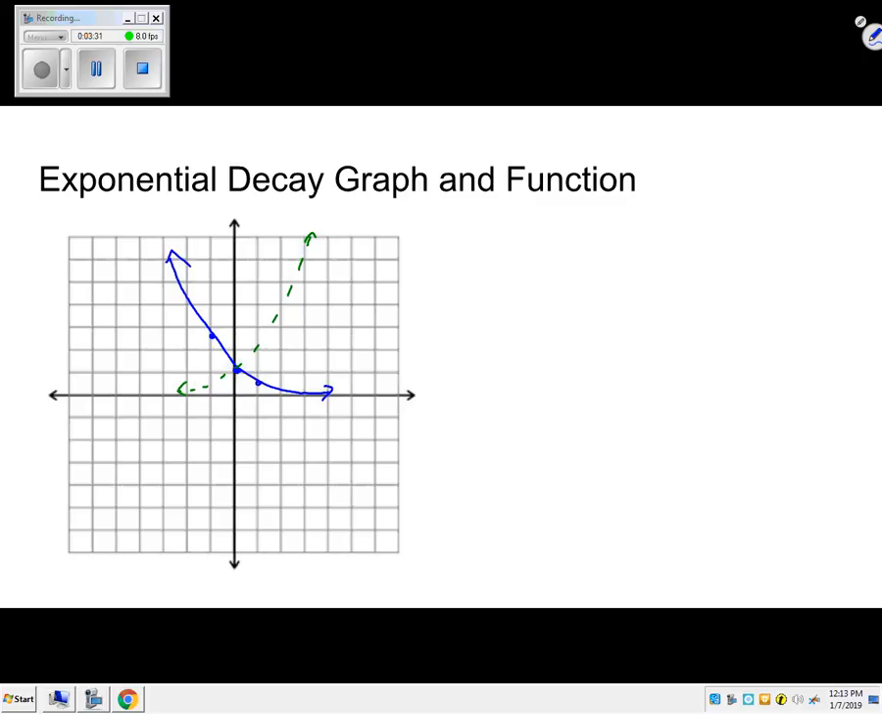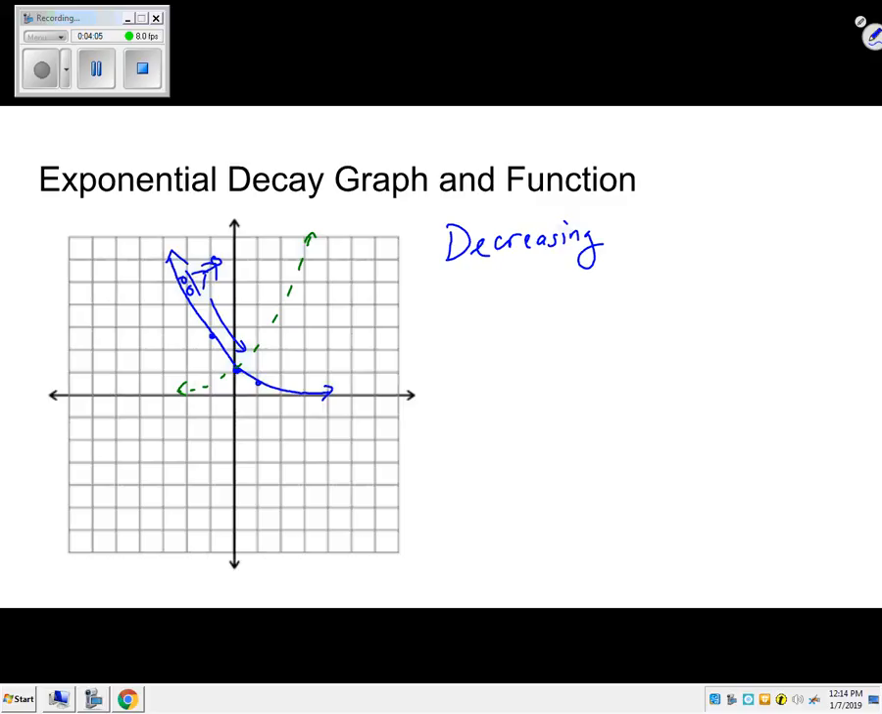Okay, so my decay function is a decreasing function. What I mean by it being decreasing is that as I look at this from left to right, if I was to put a little guy on a skateboard on here, he would be decreasing. He would be going down the half pipe as he went from left to right.